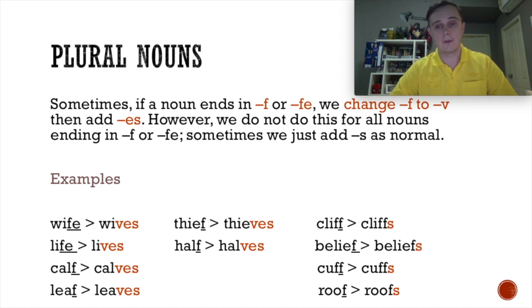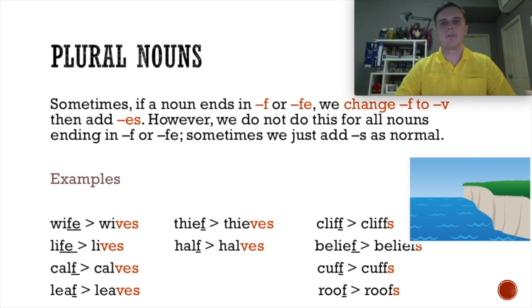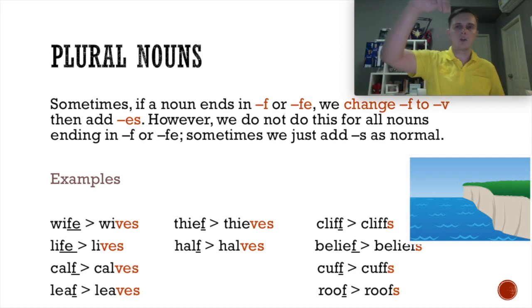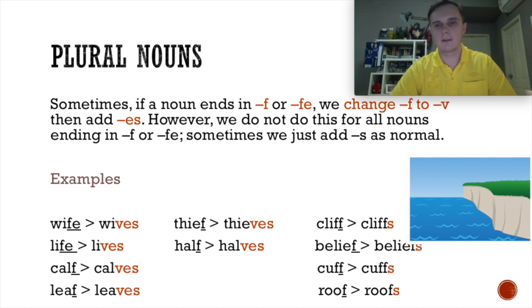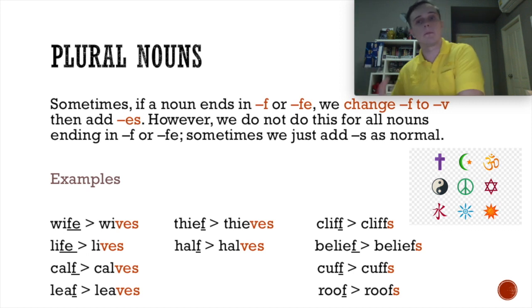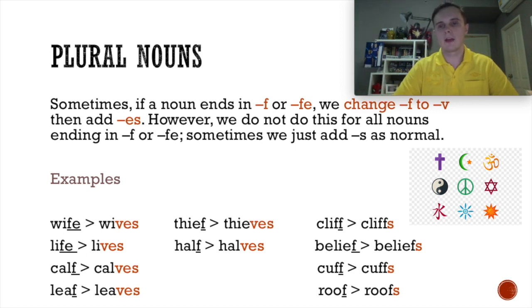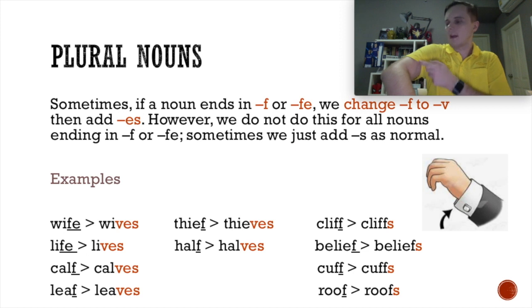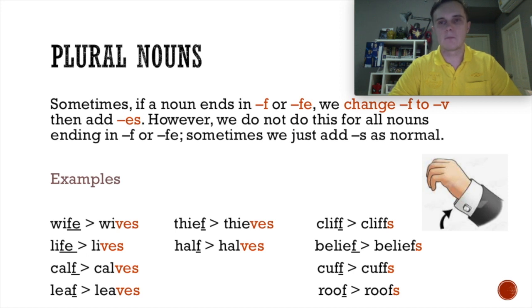But you also need to be careful because we do not always change F to V. The noun cliff. A cliff is like a big rock, and the edge of the rock where you can look down, that is a cliff edge. But cliff, when we make it plural, we just add S. We don't do cliffves, we just do cliffs. Belief, like I have a belief in something. If you have more than one belief, you just say beliefs. Believes is actually a verb. Cuff. A cuff is like the edge of your sleeve. Then that is also, when we make it plural, cuffs. We don't change anything to V.